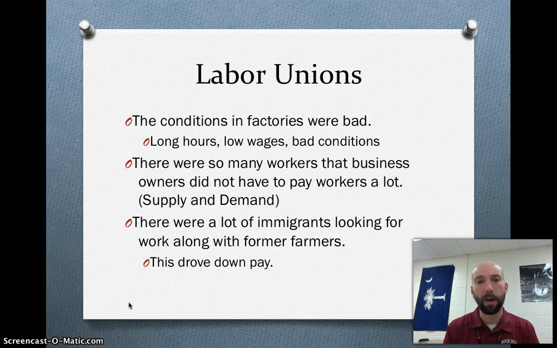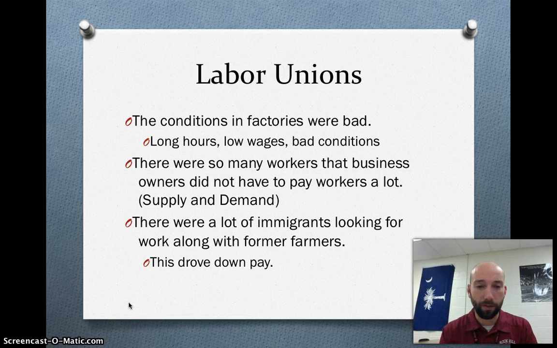So let's shift to talking about workers now. This is another group that's really disadvantaged. The conditions in the factories were bad. They had long hours, low wages, bad conditions. They generally worked 6 days a week, 10 to 12 hours a day or more. There were so many workers that business owners don't really have to pay them a lot. If the worker didn't like getting paid low wages, then the business owner would say, oh well, go find another job, and they'd hire somebody else.